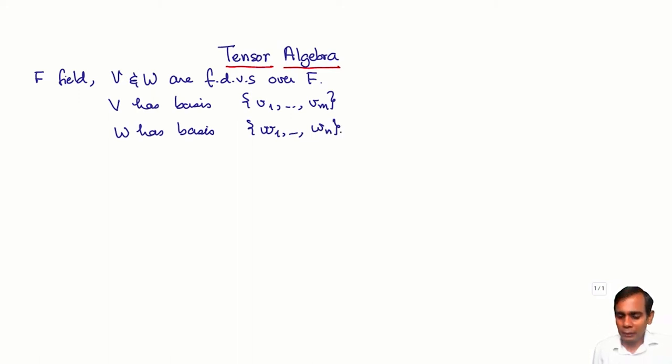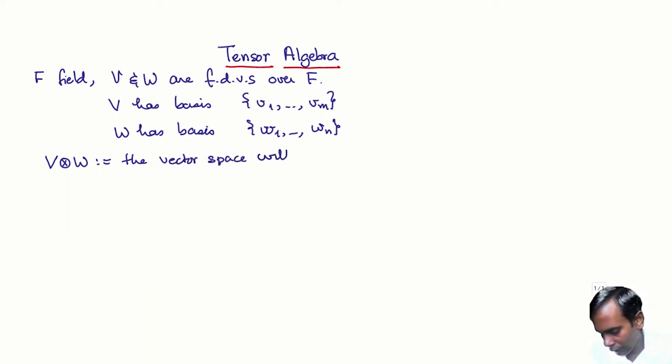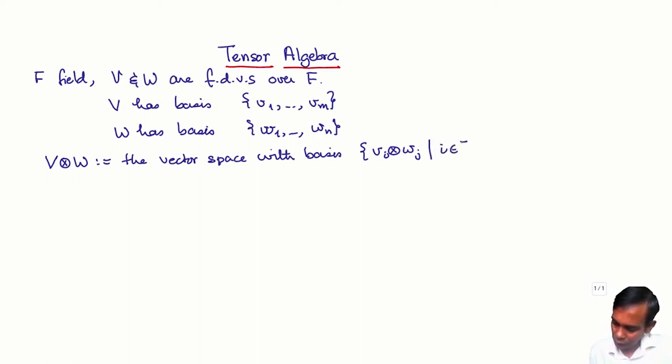Then the tensor product of V and W can be defined to be the vector space, F vector space of course, with basis. I'll just give some symbols: vi tensor wj, where i goes from 1 to m and j goes from 1 to n. So if V is an m dimensional vector space and W is an n dimensional vector space, then by definition V tensor W is an m times n dimensional vector space.